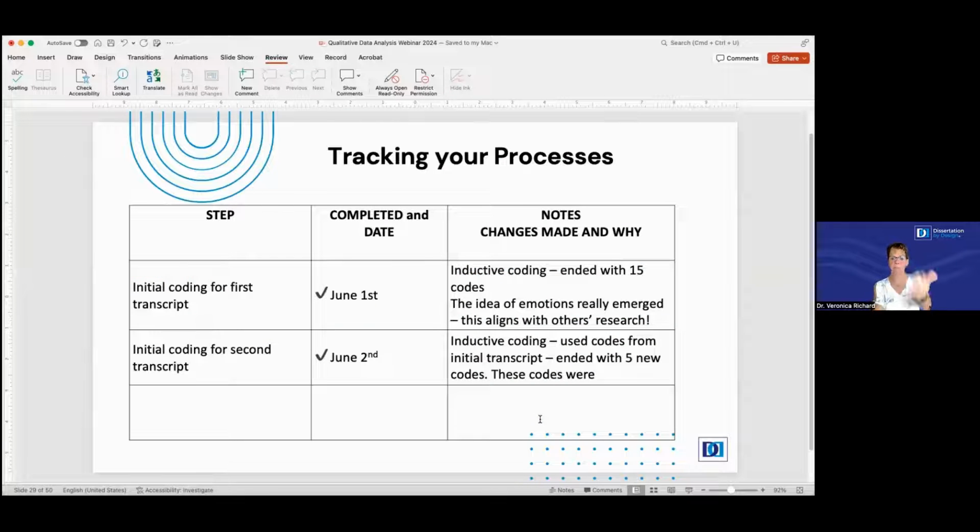All right, so tracking your process. I want to say, hey, here I did my initial coding. I've done by June 1st. I ended up with 15 codes. And then I give myself a little note of, oh, the idea of blank, emotions really emerged. And then you see my other note there.